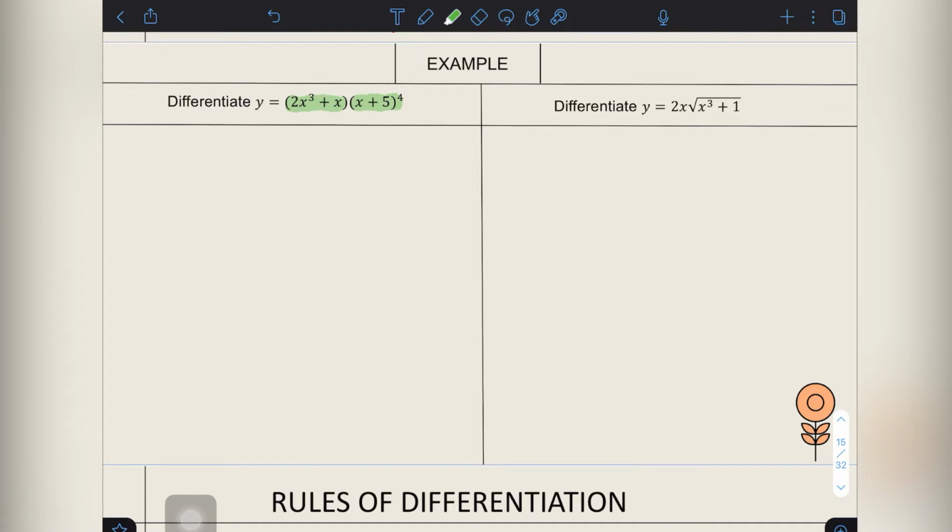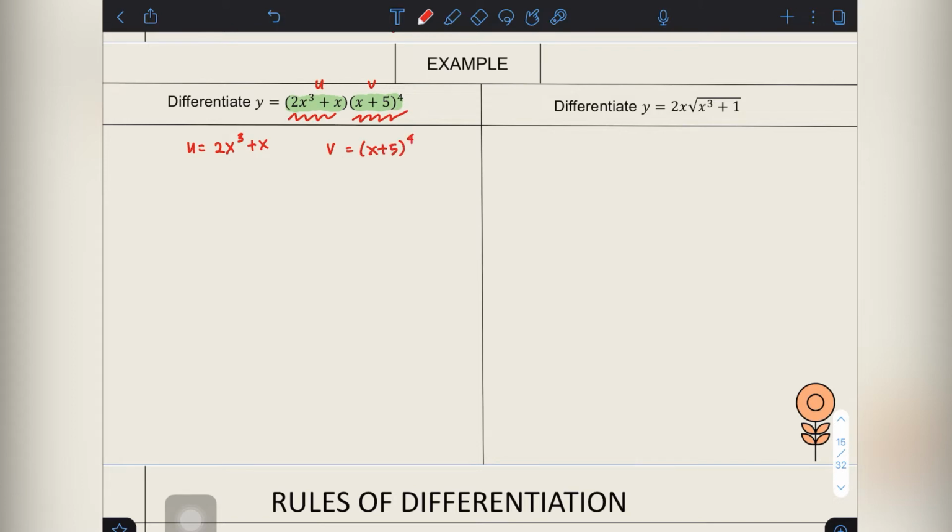You cannot expand this equation because you have this one to the power of 4. It's a complicated thing to expand the power of 4. So what you can do is use the product rule to find the derivative, the differentiation of this equation. To use the product rule, the first step is you need to separate both functions and denote them as u and v. Okay, so you will take your first function as u and the second function as v. Let's write our u and v. So our u is 2x to the power of 3 plus x, and our v is (x plus 5) to the power of 4.